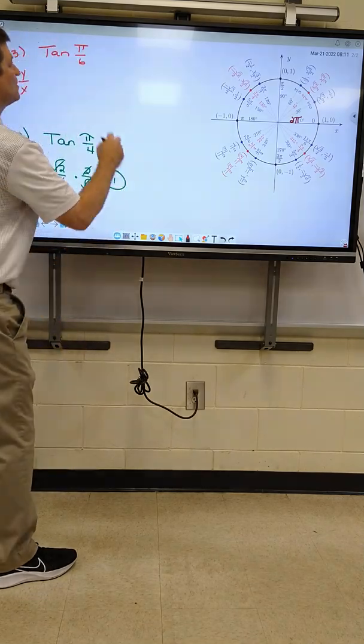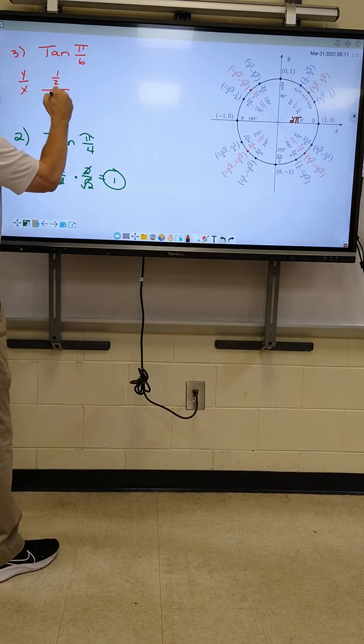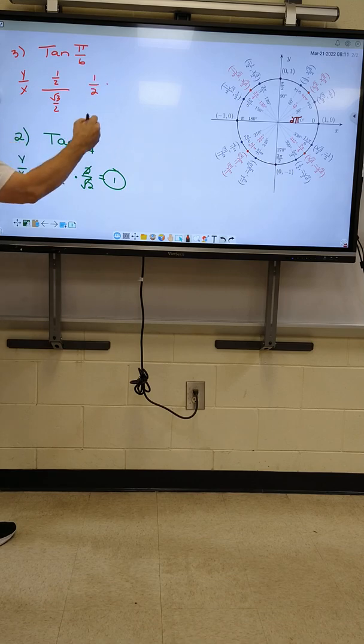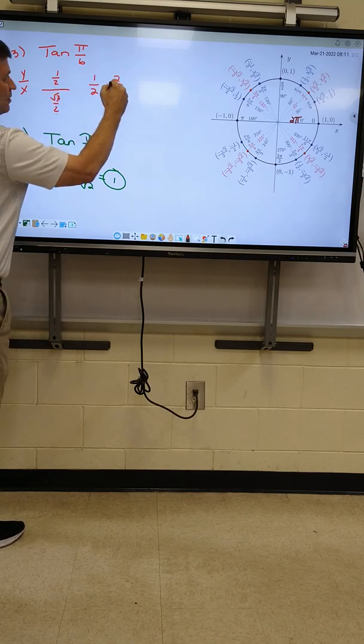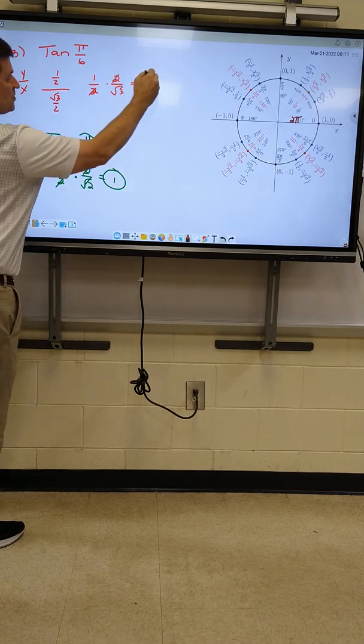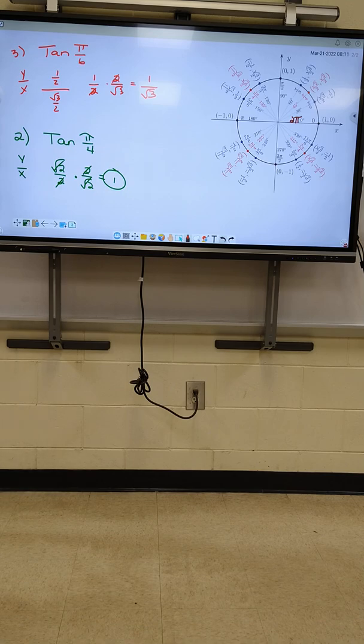Pi over 6, 1/2. Alright, so when you guys do keep change flip, hopefully you've already got it set up. Keep your top number, flip your bottom number. Alright, 2's cancel out. Our answer is 1 on top and √3 on the bottom. But you can't leave your answer that way, so fix it. You should know how to fix it. Times both sides by √3 and see what you get.